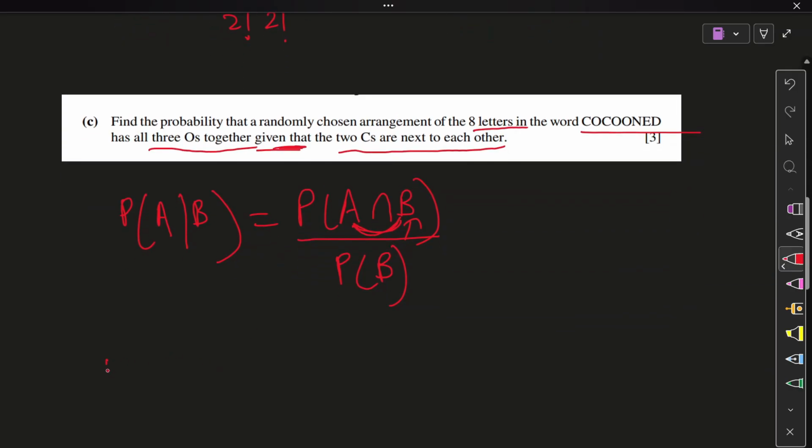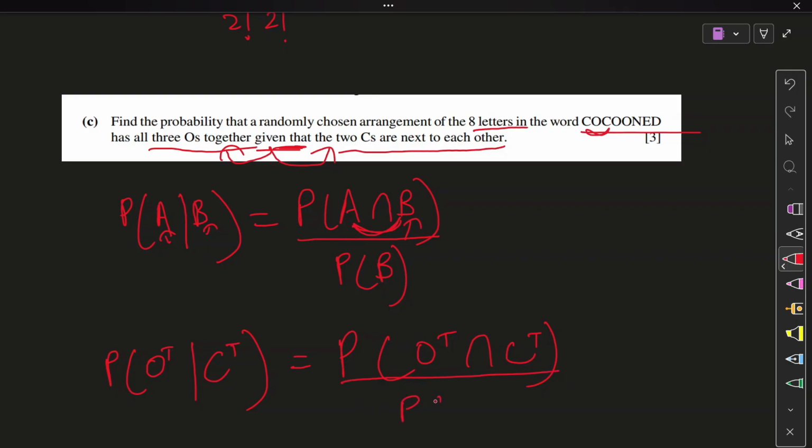Let's make this more relevant to the question. The condition before 'given that' is A, and the condition after 'given that' is B. So condition A is all 3 O's together, given that the 2 C's are next to each other. So the C's are also together. The formula becomes the probability of all O's together intersection all C's together, divided by the probability of C's being together. That's how we'll do this.